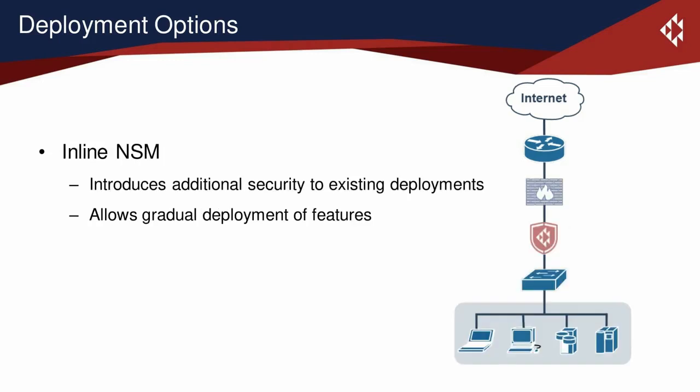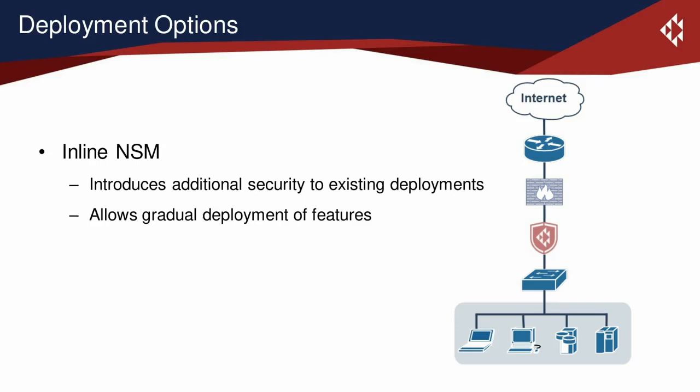Inline NSM, this is a way that we can deploy it behind existing firewalls or in front of an existing firewall. So it can go into an existing security stack, and we can turn features on and off as needed. So as we become more comfortable or able to deploy more of these features in the Crystal Eye appliance, we can actually turn them on without interrupting much of the network. So it's really great for existing networks where you want to start slowly incorporating these security controls.